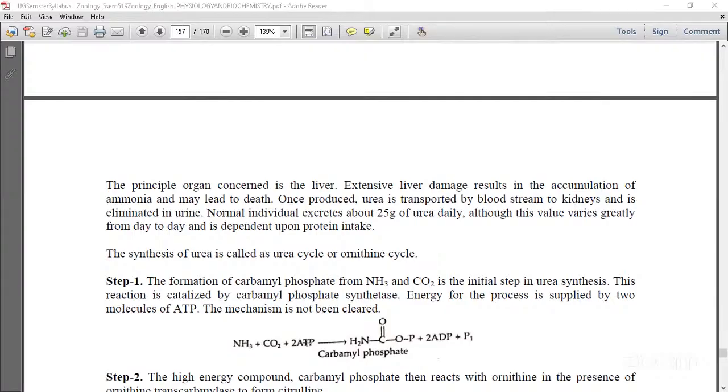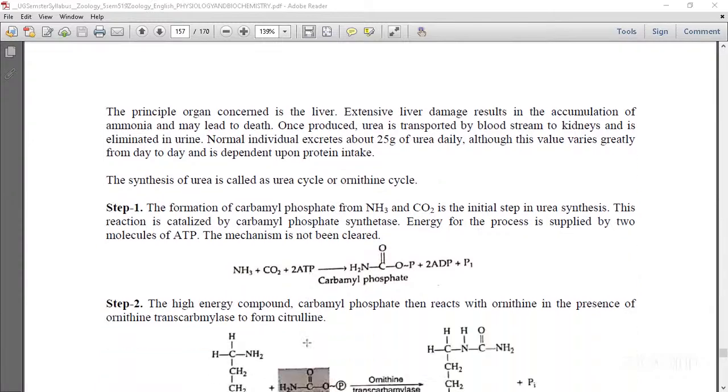The mechanism is not clear. The next step is that the high energy compound carbamyl phosphate reacts with ornithine, in the presence of ornithine carbamylase, to form citrulline.